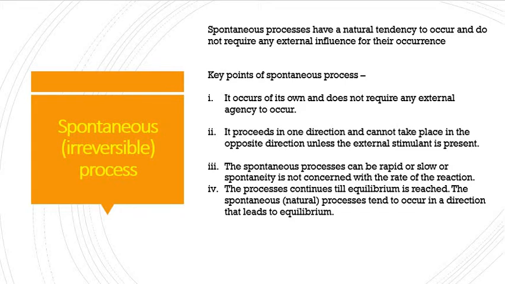The third point is that a spontaneous process can be rapid or slow, as spontaneity is not at all concerned with the rate of reaction. And the fourth point is that the process continues till equilibrium is reached. The natural or spontaneous processes tend to occur in a direction which leads to attaining equilibrium.